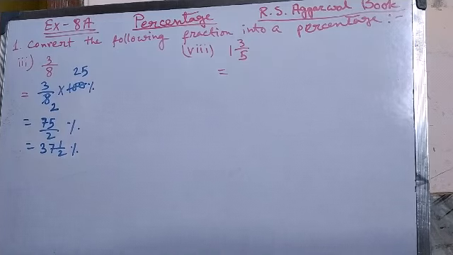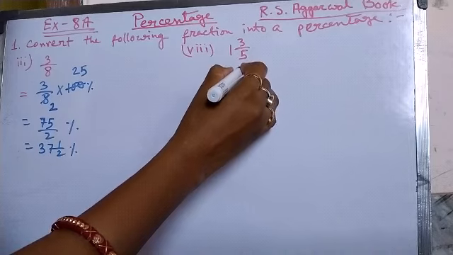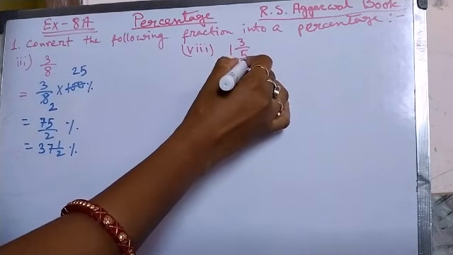Next, number 8. 1 whole 3 by 5. Then it will be converted into percentage. So first of all, we have to make it an improper fraction. 1 whole 3 by 5: 5 ones are 5 plus 3, that means 8. 8 by 5.